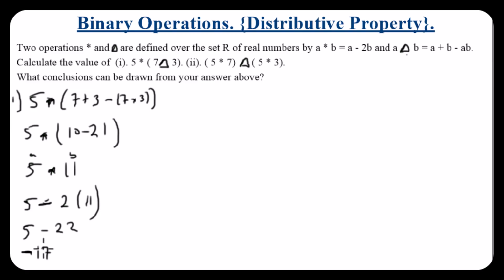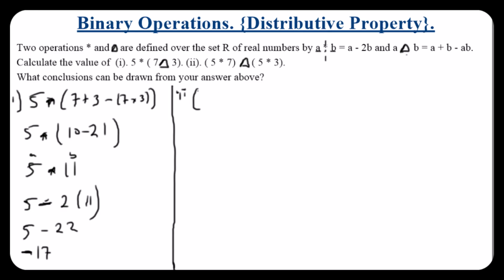So we're done with the first part. Let's try and see the second part of the question so we can come to a conclusion on what it means or what we've done. Now for the second part, we are going to split them. That is 5 star 7 delta 5 star 3. Again, let's just do that inside of the bracket to conserve space.